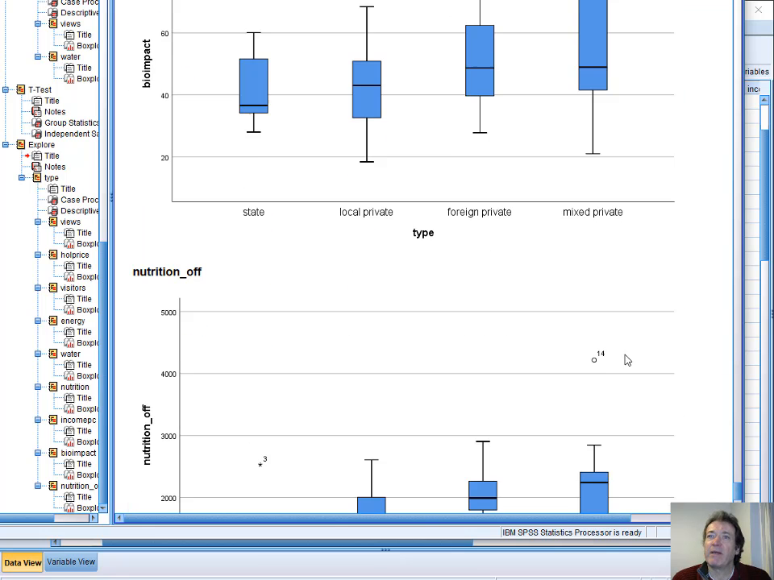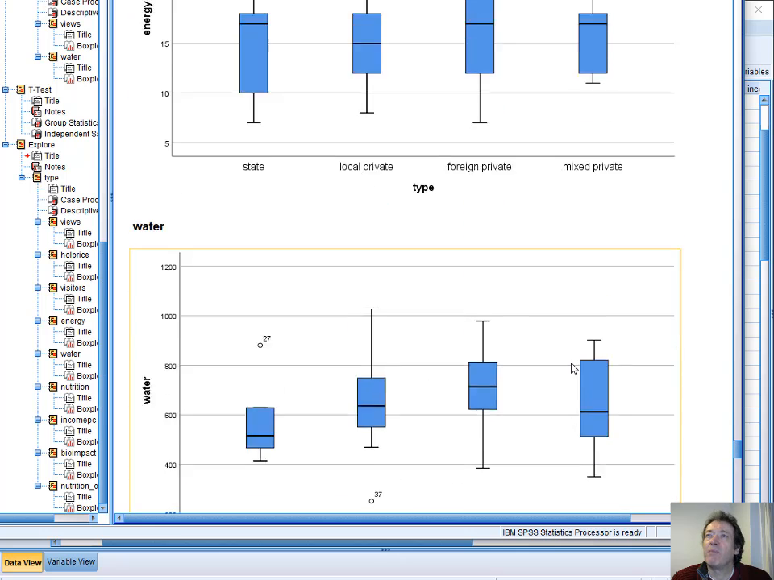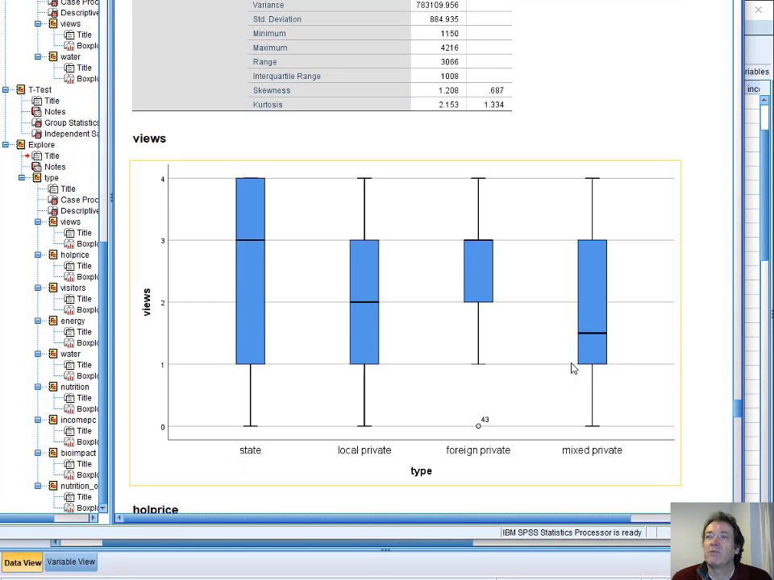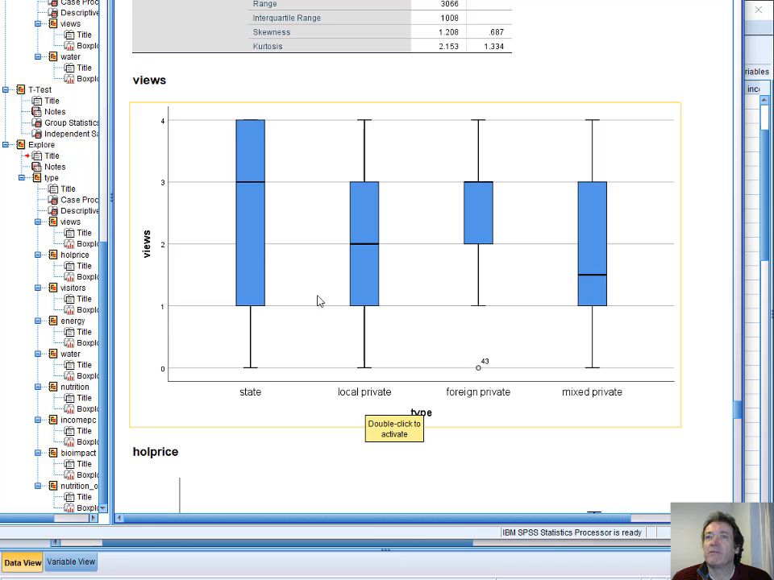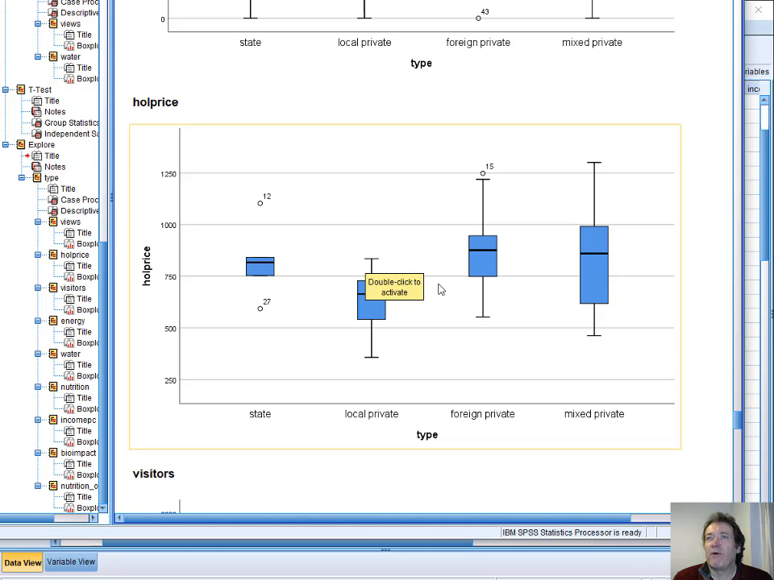So some differences in impact. You can do a t-test to check any of these comparisons between categories. So just look for the one that looks quite different. The number of views between the state and the local private? No, I don't know, that's boring. Local private and foreign private in the holiday price.